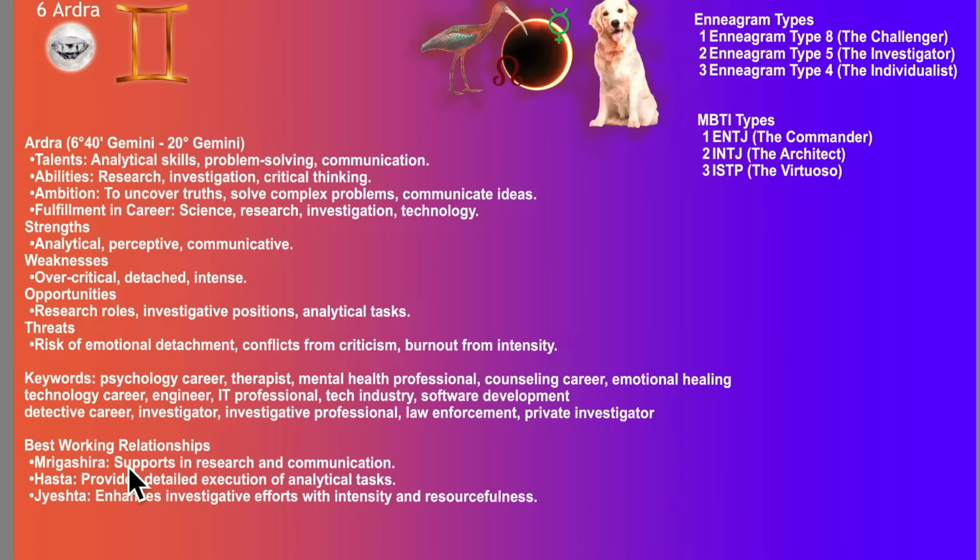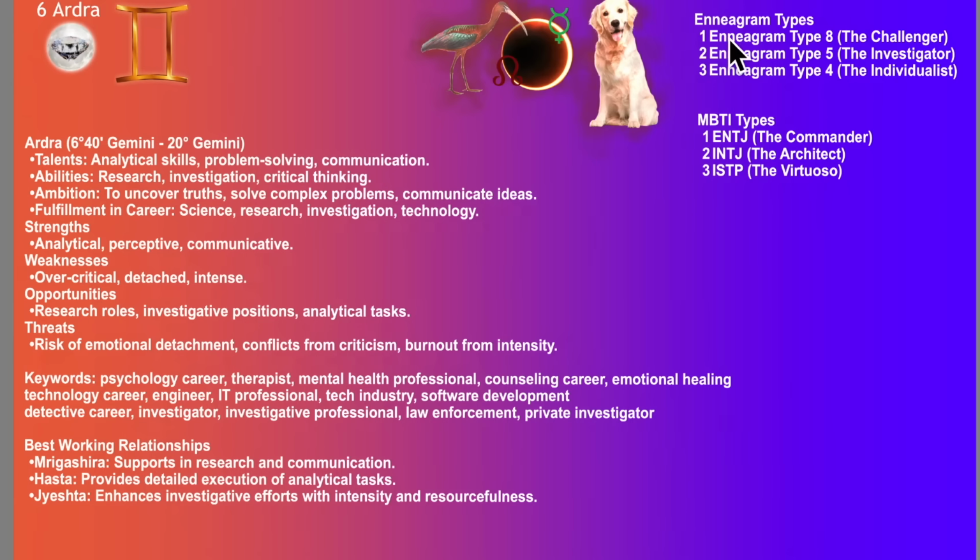The best working relationships Ardra has is with Mrigshira, which supports in research and communication. Mrigshira is somewhat similar, right? We just finished that. Hasta in Virgo, the sixth one, provides more detailed execution of their tasks. Ardra will give you a beginning point, Hasta will take it forward. Think of it as that kind of working relationship. And this is not an intimate relationship, by the way. I'm talking only about working relationships in this series. Jyeshtha Nakshatra, which is in Scorpio, enhances the investigative efforts with intensity and resourcefulness. Jyeshtha is Scorpio, right? So obviously it will provide support for the investigative mindset which Ardra has in work.